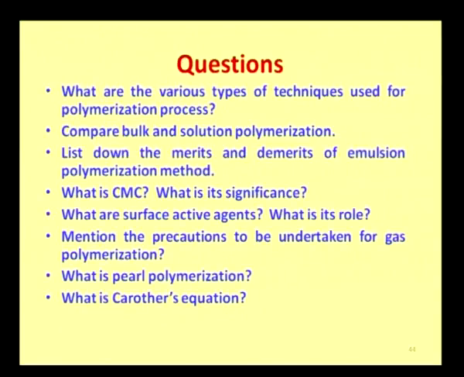Here are few questions. What are the various types of techniques used for polymerization process? Compare the bulk and solution polymerization. List down the merits and demerits of emulsion polymerization method. What is critical micelle concentration or CMC shortly, and what is its significance? What are surface active agents and what is their role? Mention the precautions that are to be undertaken for gaseous polymerization. What is a pearl polymerization and what is the Carothers equation?